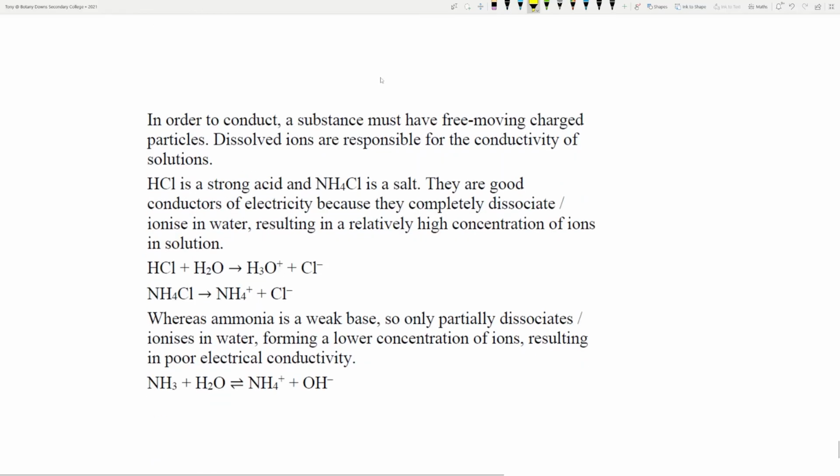Okay, so for anything to conduct electricity, you need free charged particles, which means you need ions. HCl is a strong acid, so it is a good conductor because it completely dissociates and ionizes. Whereas ammonia is a weak base, it partially dissociates, with a very little concentration of ions, and that's it. Okay, so hopefully this is helpful.